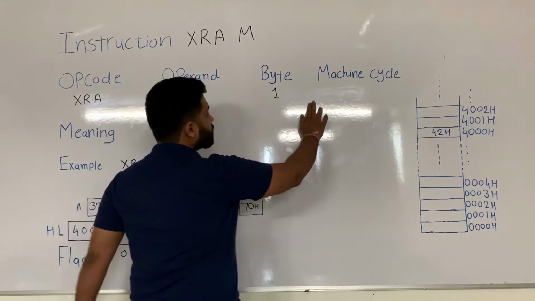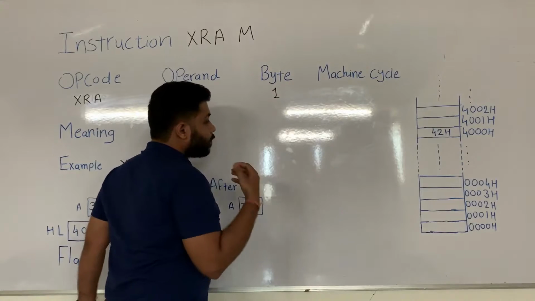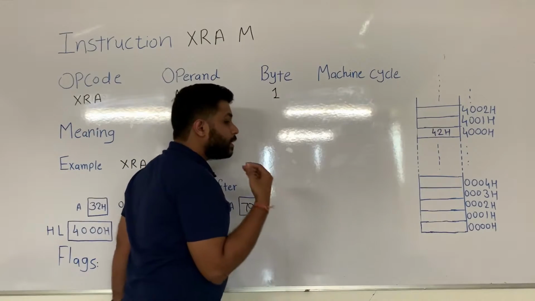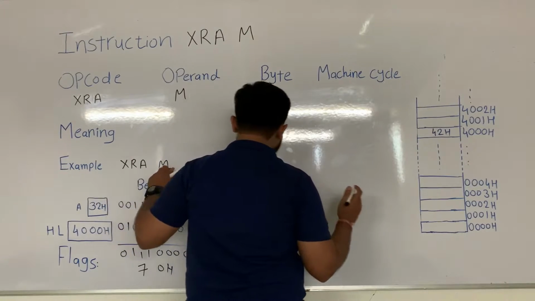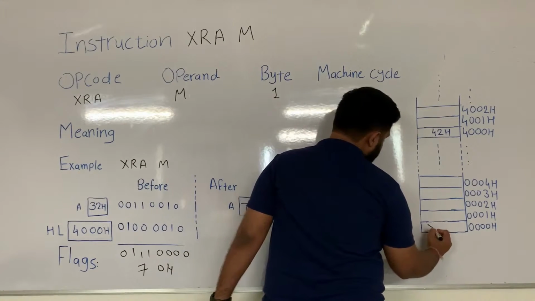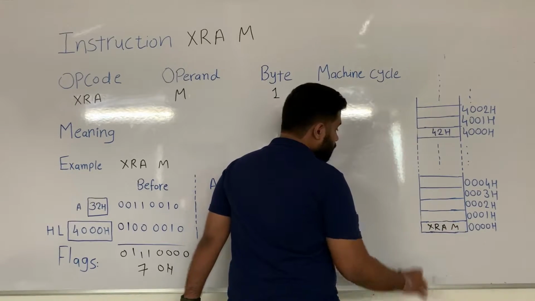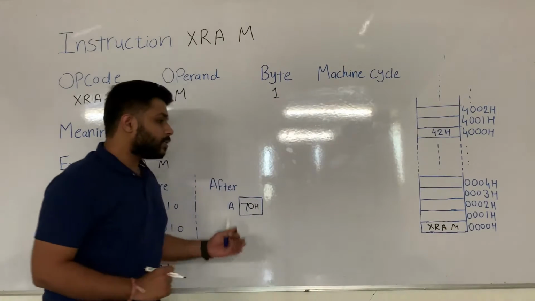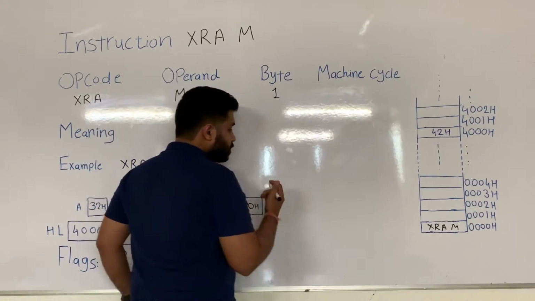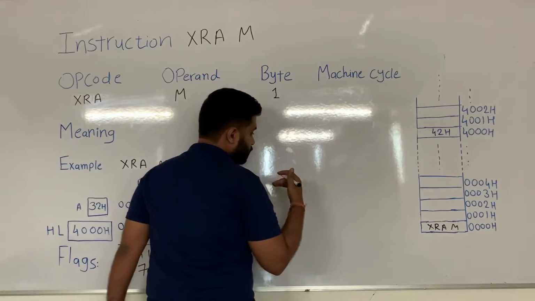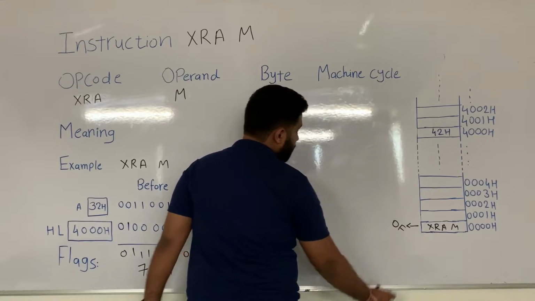Now let's discuss the machine cycle. Because this instruction is of only 1 byte, when we give this instruction to the memory, it will occupy only 1 memory location. For example, we are giving the XRA M instruction, so in the memory it will occupy only 1 memory location. After this instruction is stored, the processor will start doing its task. In the first step, the processor will fetch the instruction. To do so, it will use the opcode fetch machine cycle.